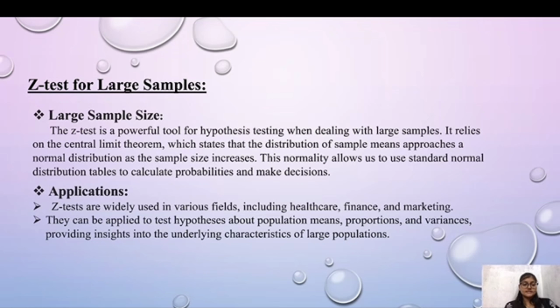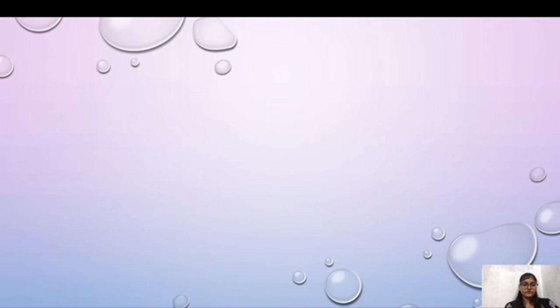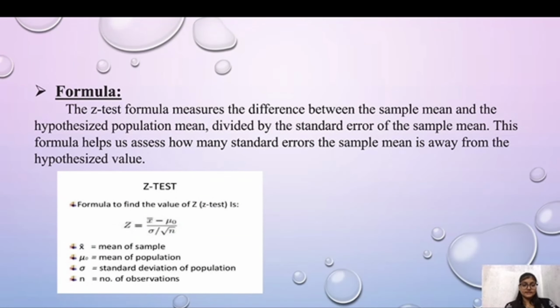Applications. Z-tests are widely used in various fields including healthcare, finance and marketing. They can be applied to test hypotheses about population means, proportions and variances, providing insight into the underlying characteristics of large populations. The next is the formula for z-test: z equals x bar minus mu naught divided by sigma divided by root n, where x bar represents the mean of a sample, mu naught represents the mean of the population, sigma is the standard deviation of the population, and n is the number of observations.